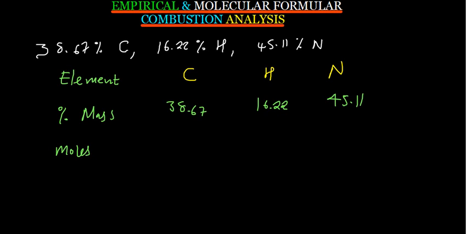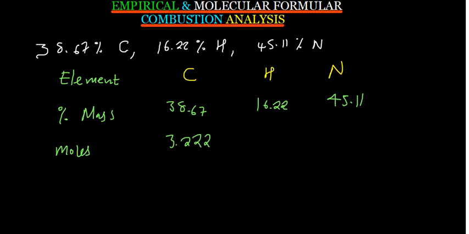Richard? Yes. Okay, good. So let's divide now by their molar masses to find the moles. So 38.67. The molar mass for carbon is 12, so divide that by 12. The value that we are going to get is about 3.222.